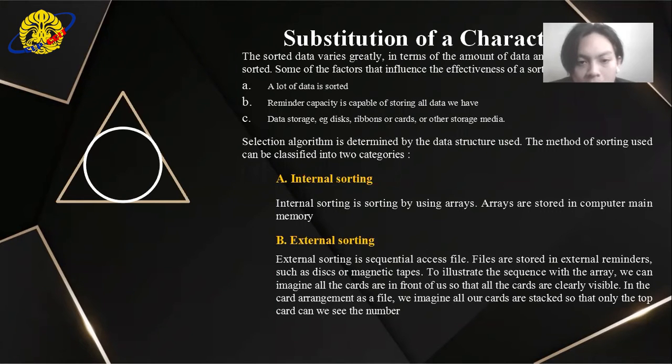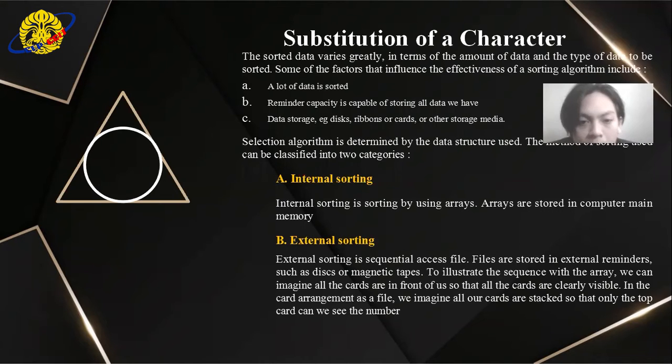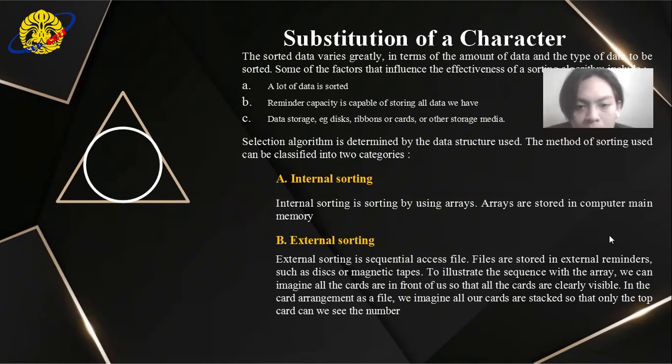The sorted data varies greatly in terms of the amount of data and the type of data to be sorted. Some of the factors that influence the choice of a sorting algorithm include: the first is the amount of data to be sorted. The second is the memory capacity, whether it is capable of sorting all the data we have. And the last is data storage, for example disk, ribbons or cards, or other storage media. The selection of the algorithm is determined by the data structure used.